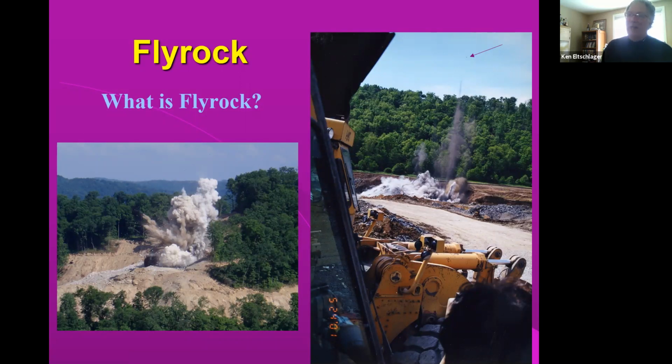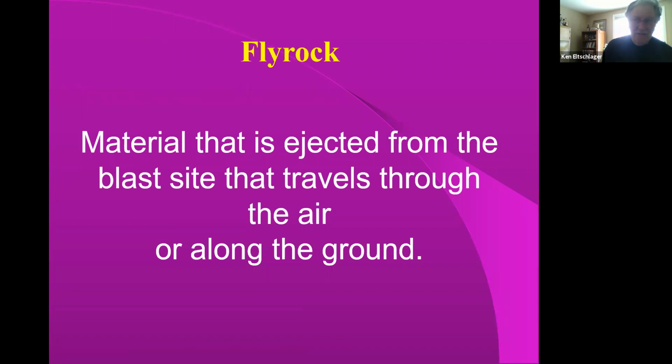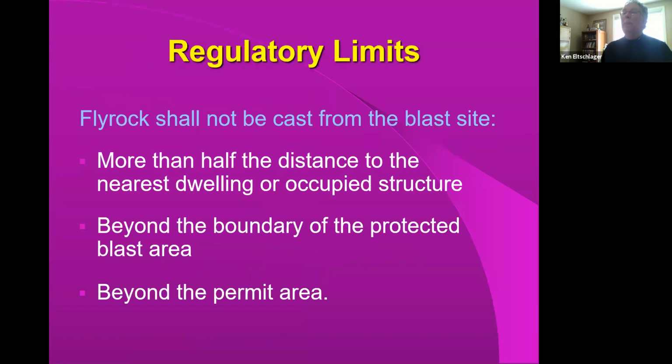Okay, so what is fly rock? It's material ejected from the blast site that travels through the air or along the ground, set in motion by the force of the blast. From a regulatory standpoint, you can't go more than half the distance to the nearest dwelling or occupied structure. Can't go beyond the boundary of the protected blast area that's been defined by the blaster, nor can it go beyond the permit area. Those are the rules in effect for coal mining. So basically, it's prudent to keep your rocks and dirt and other things on the permit area.